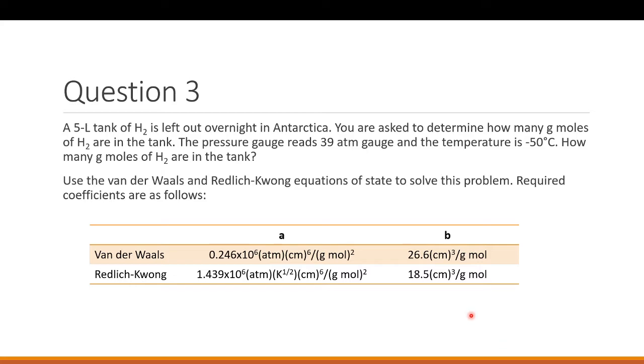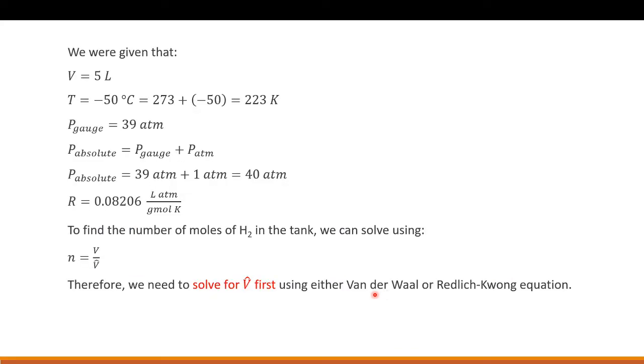Unlike question 2, where we had to determine A and B using the formula, we are now given the coefficients in this question, so we don't have to do the calculations. So let's write down the parameters, or the information that we are given.